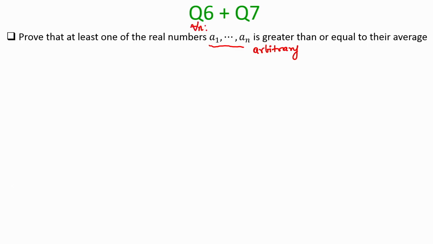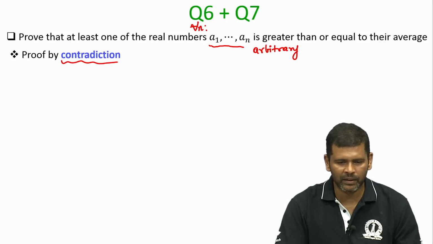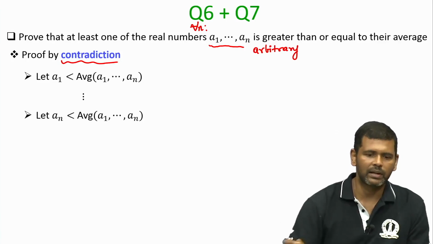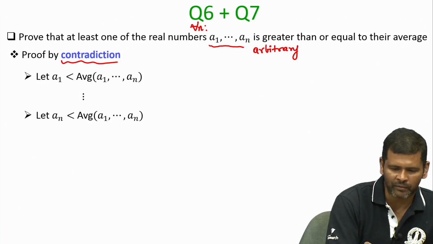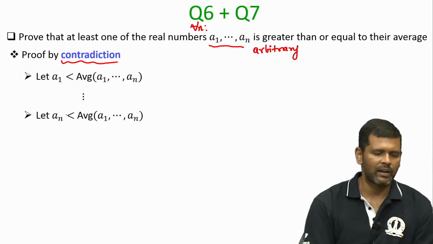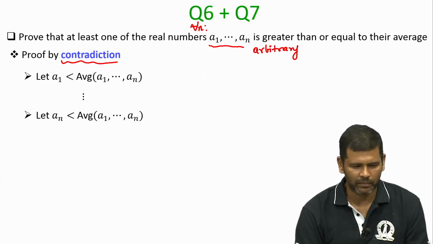So, how do we prove it? We have to take arbitrary values of a1 to an and prove the statement with respect to those arbitrarily chosen values. What we do here is, we give a proof by contradiction. Our goal is to prove that the average of a1 to an is less than or equal to some ai, but instead I assume that each of the individual numbers among these n numbers is less than their average. That means the first number is less than their average, the second number is less than the average of the n numbers, and similarly the last number is less than the average of the n numbers, right.